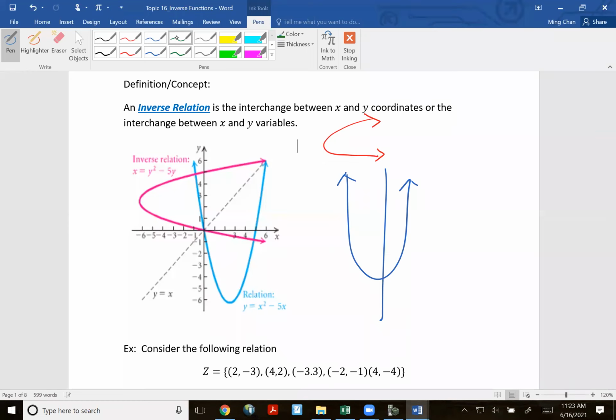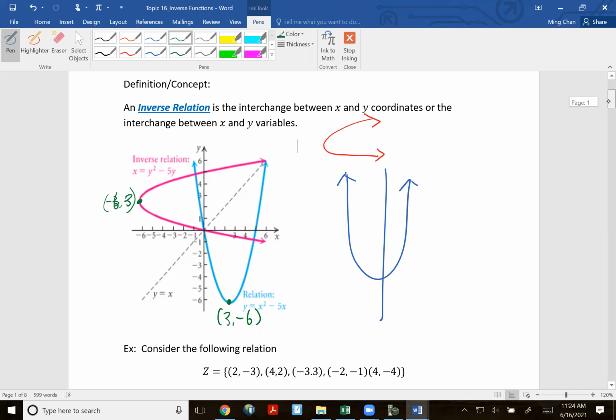So for example, if we approximate the point at the very bottom of this U, we can say maybe this is like 1, 2, right? Maybe like a 3, -6. But if I interchange between these two coordinates, then I end up with -6, 3. That would be this part, the very left of this parabola open to the right. So inverse relation simply implies the interchange between all the x and y coordinates, or the interchange between all the x and y variables.